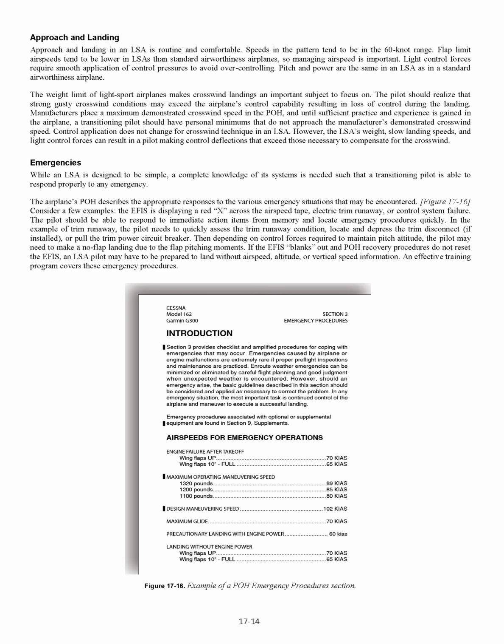Pitch and power are the same in an LSA as in a standard airworthiness airplane. The weight limit of light sport airplanes makes crosswind landings an important subject to focus on. The pilot should realize that strong gusty crosswind conditions may exceed the airplane's control capability, resulting in loss of control during the landing. Manufacturers place a maximum demonstrated crosswind speed in the POH, and until sufficient practice and experience is gained in the airplane, a transitioning pilot should have personal minimums that do not approach the manufacturer's demonstrated crosswind speed.